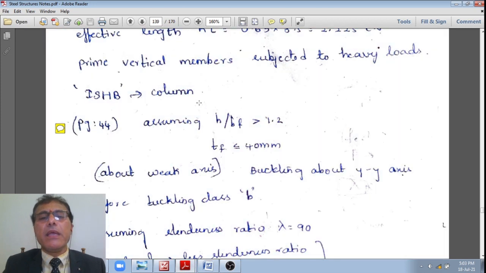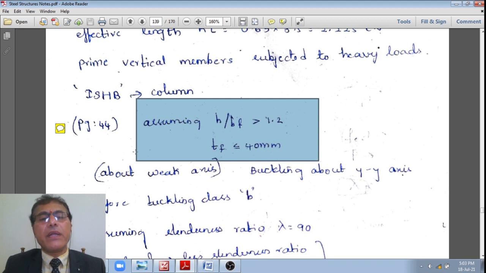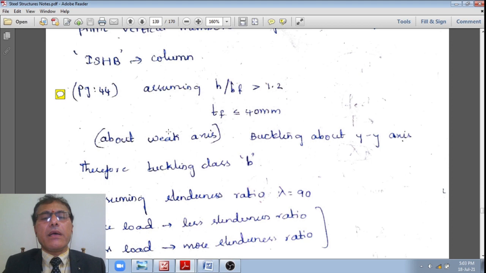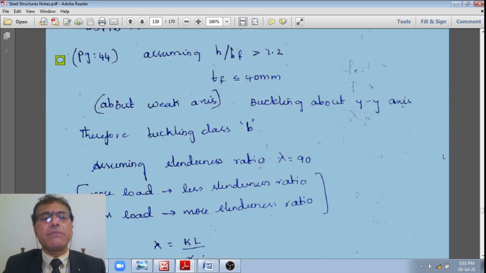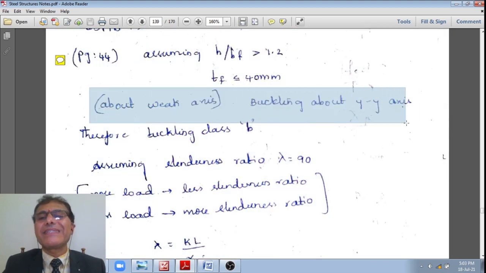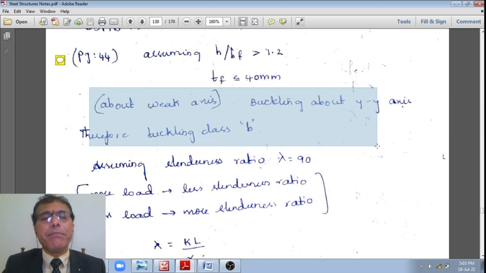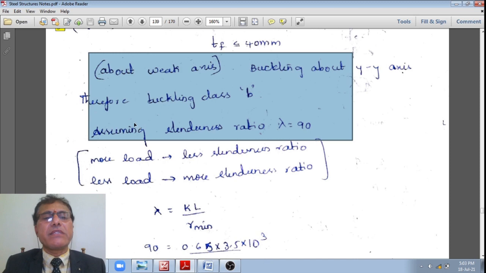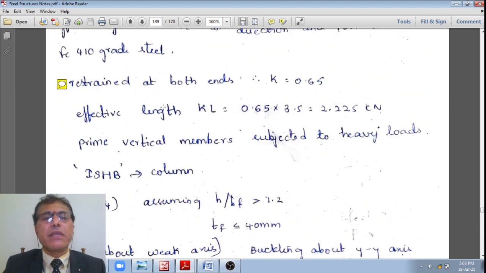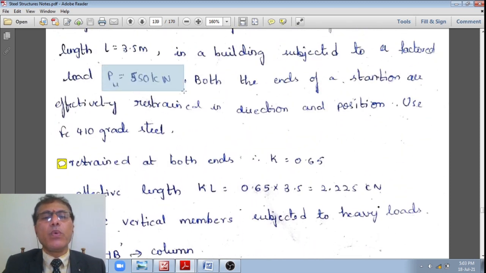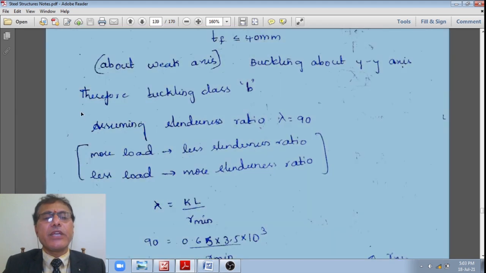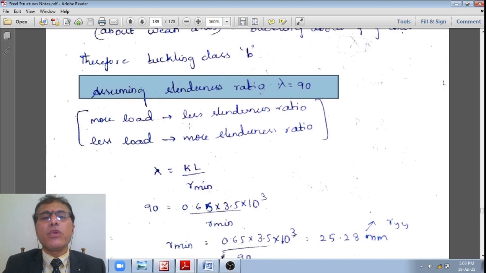I am assuming H by BF greater than 1.2 and thickness of the flange 40. That is my assumption. Even in the previous problem, that was the same assumption. Therefore, about the weak axis, the buckling class about the YY axis is B, as in the previous problem. Now this is my assumption, keeping in mind my experience, because the ultimate load Pu is equal to 550 kilonewton. Therefore, I am assuming a slenderness ratio, lambda is equal to 90.